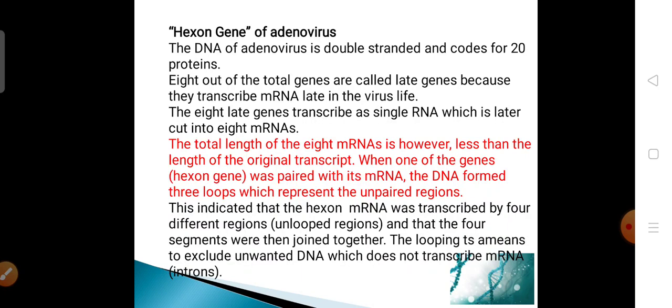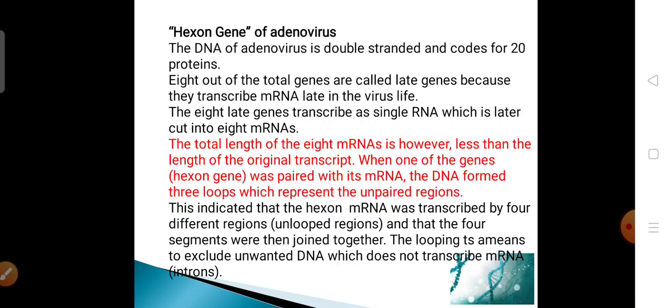The DNA of adenovirus is double-stranded and codes for 20 proteins, right? Out of the 20 proteins, 8 genes are called late genes, because they transcribe mRNA very late in the virus life cycle. There are certain genes which are called early genes, which transcribe early. There are certain genes which are called late genes because they transcribe late in the life cycle of the virus.